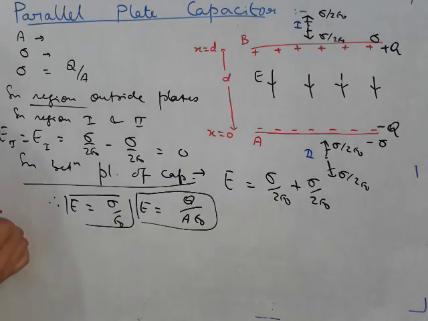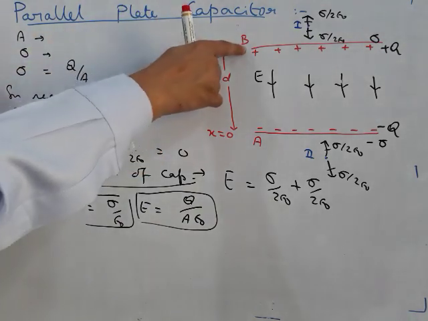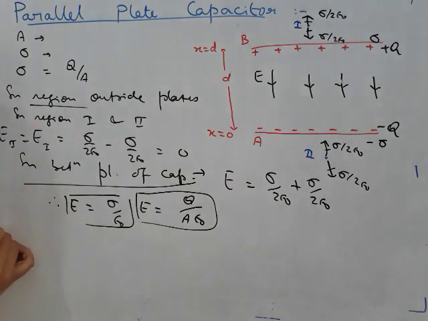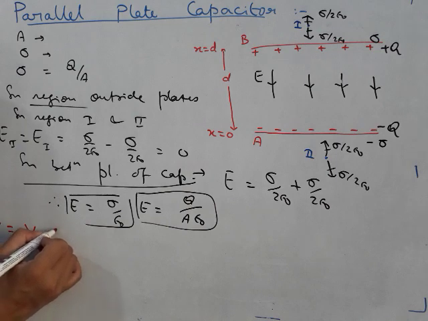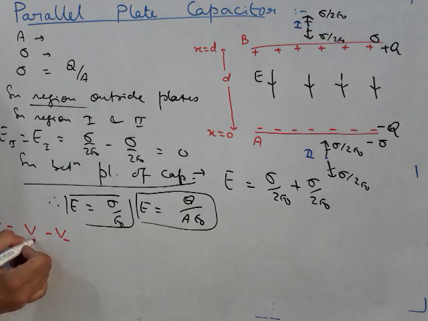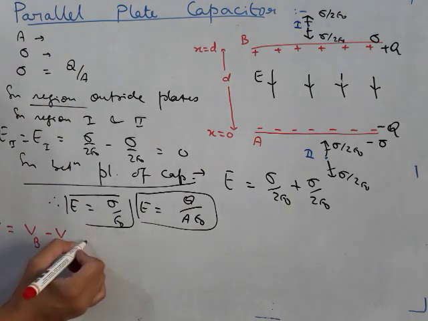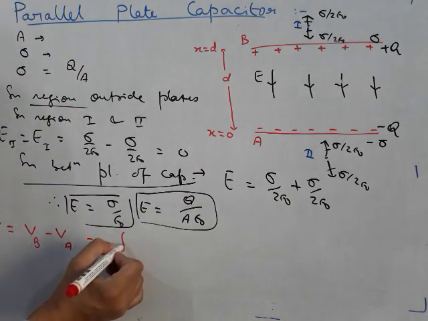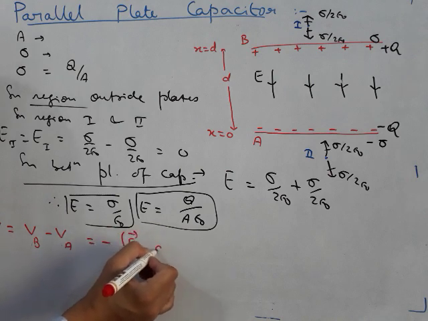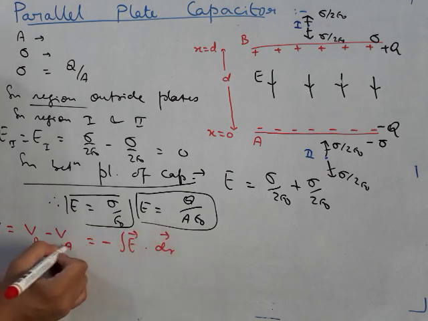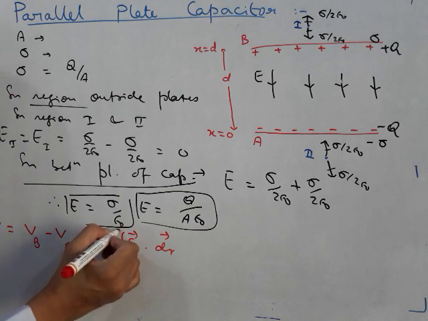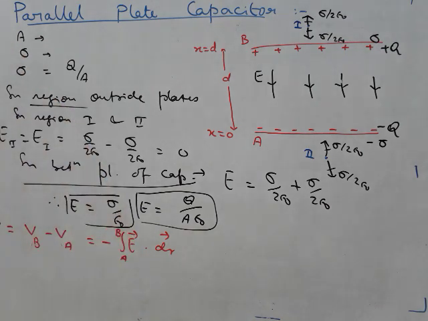Next, the potential difference between the plates of the capacitor. Now B is at higher potential, plus, so we write the potential difference between the plates of the capacitor as V plus minus V minus. V plus I can write as VB as per our figure, and V minus we can write as VA. By definition, you know students, this is nothing but minus integration of E dot dr from A to B. This is the definition for potential difference.